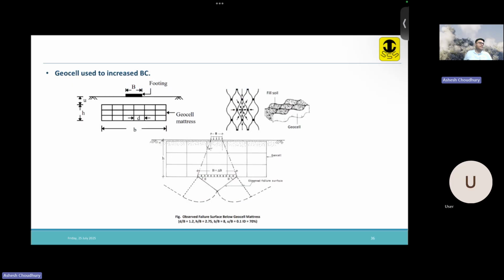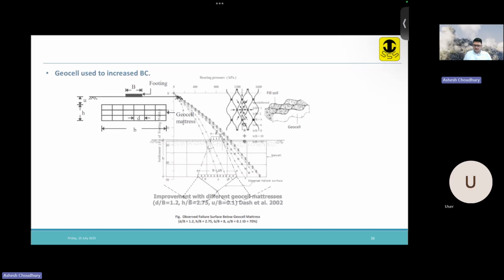Now, apart from geotextiles, geogrids, and steel strips, we can also use geocells. Geocells can also be used for bearing capacity improvement. So here you can see a footing of width B. Below that, at depth U, we have placed one geocell mattress having total height H, and the cell width is D. So geocells also we can use for this purpose.